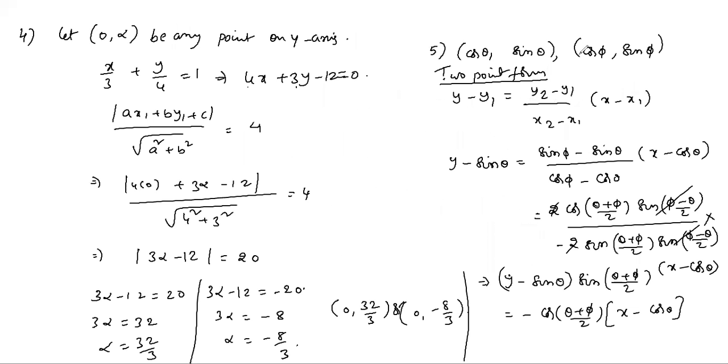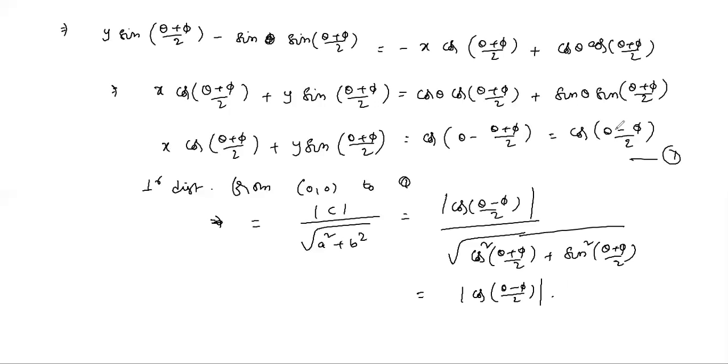Yes, sir. So here we use the transformations of sin C minus sin D and cos C minus cos D. Don't write cos by sin, cos; we write in terms of sin and cos only. So this is cos A cos B plus sin A sin B, which is cos A minus B. So this is the equation of the line passing through the two given points. Now we have to find the perpendicular distance from origin, mod c by root a square plus b square. So mod cos theta minus phi by 2, that is the answer.